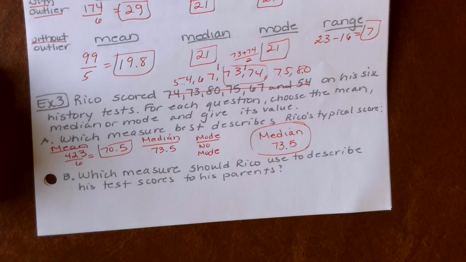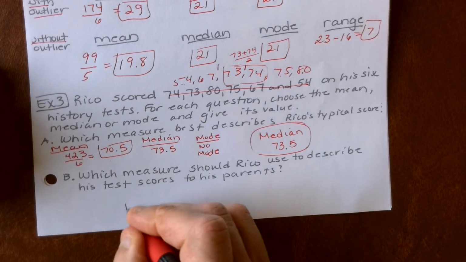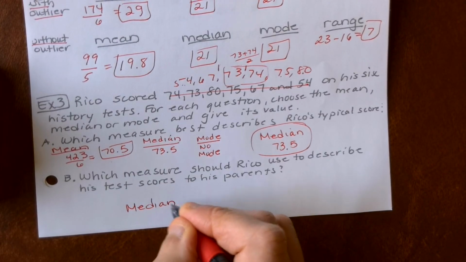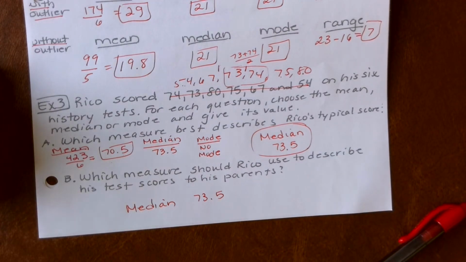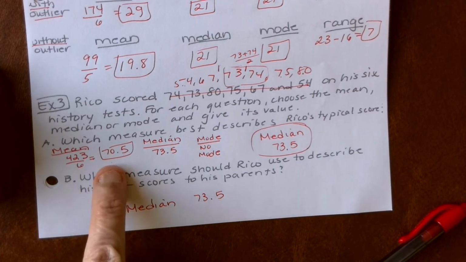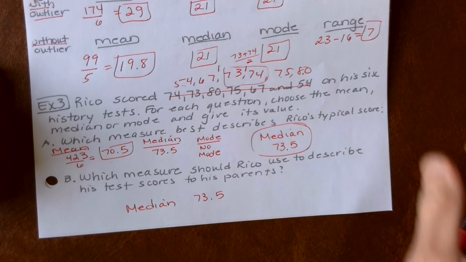All right, which measure should Rico use to describe his test scores to his parents? Well, you want it to come off good, right, kiddos? So you're going to definitely want to tell them the median score. My median score was 73.5. Okay, because it's higher than the mean score. And most of us would like to represent ourselves well, correct? All right.